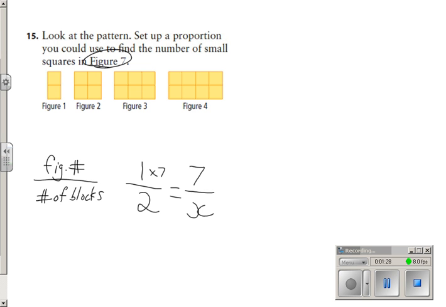And from the top, I can figure out quite quickly that I'm just multiplying my figure number by 7. So if it is proportionate, which it says it should be, then the number of blocks will be 14. So therefore, there are 14 blocks in the 7th diagram. Easy as that.